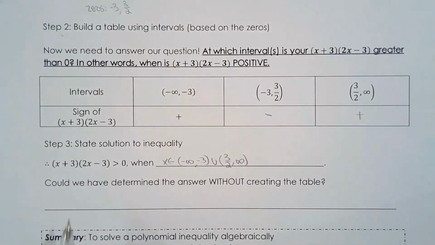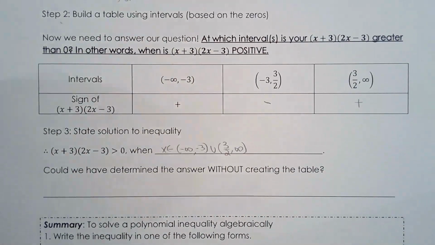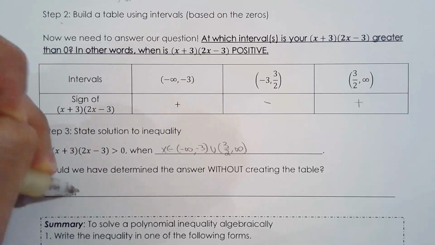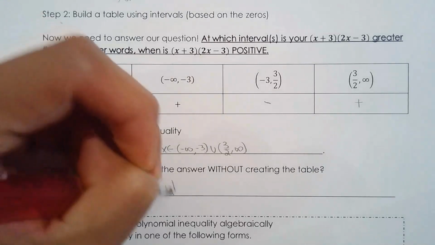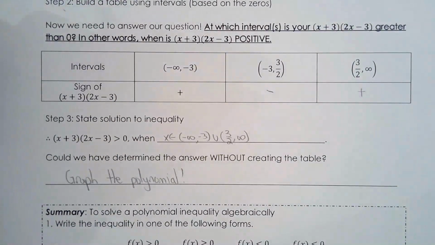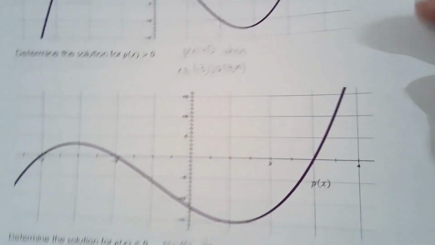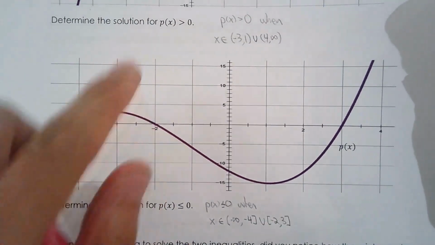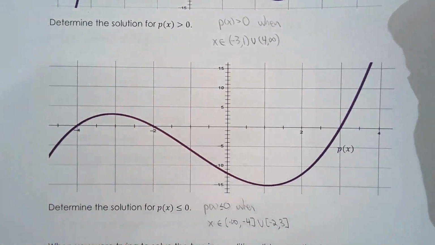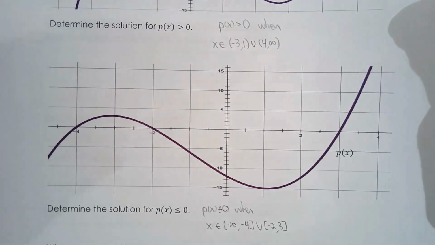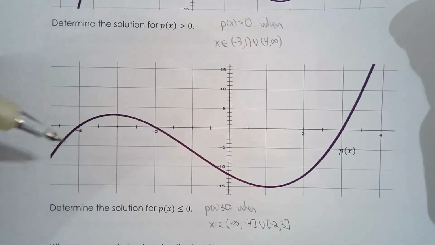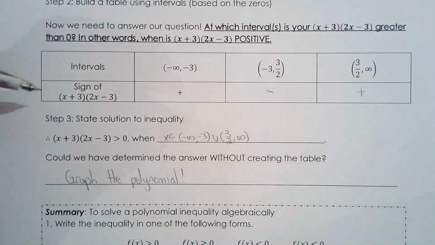Okay, could we have determined the answer without creating a table? Absolutely. Graph the polynomial. If you graph the polynomial, then you have what we had on the previous page. You graph it and then use the x-intercepts to create intervals and then stare at it and find out where it's above the x-axis or where it's below the x-axis or where it's on the x-axis, where it's above or on the x-axis, and so forth. So a graph is very powerful because it can help us solve this inequality.